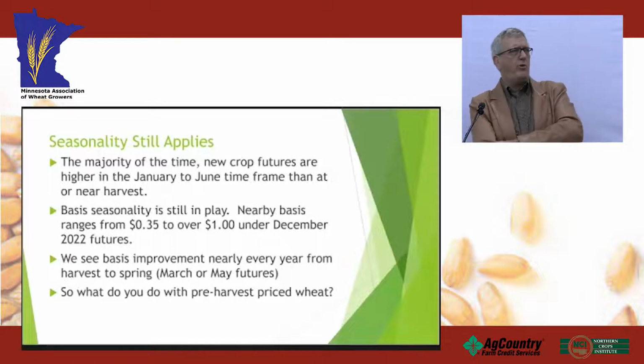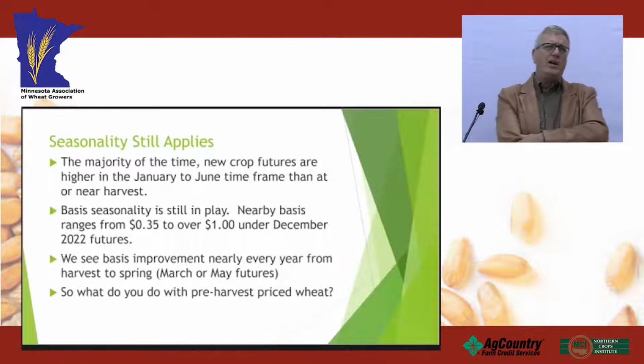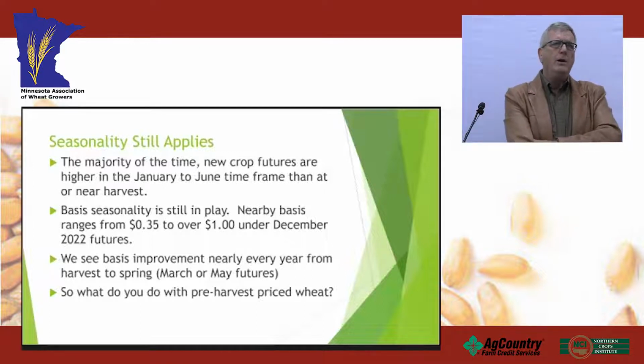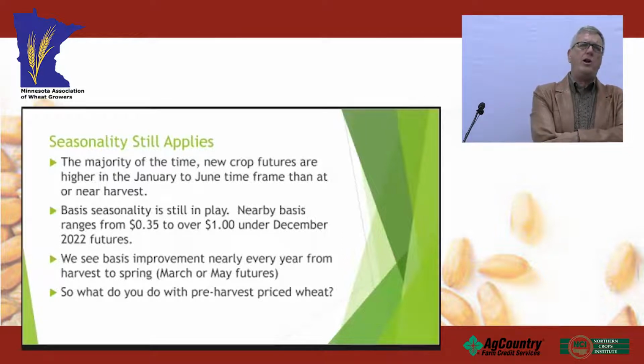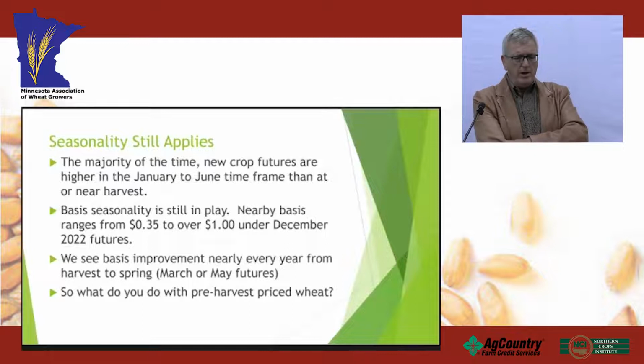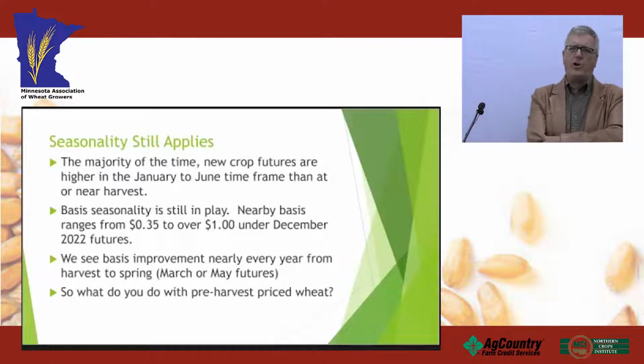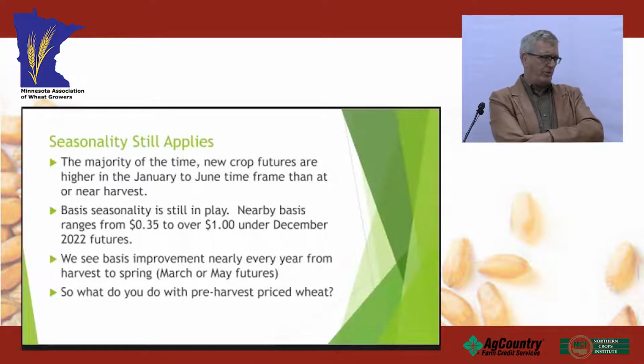If you get into eastern North Dakota, western Minnesota, it's going to be 35 to maybe as much as 60 under, depending on where you're at. Now, historically, basis gets considerably better towards the end of the year and after the first of the year. It's not uncommon for basis to go to 0 or even over the futures.